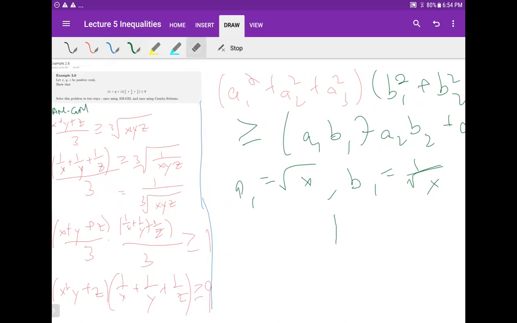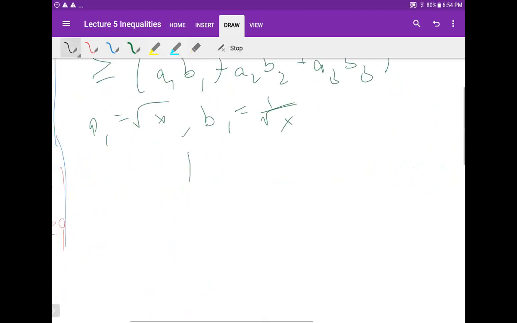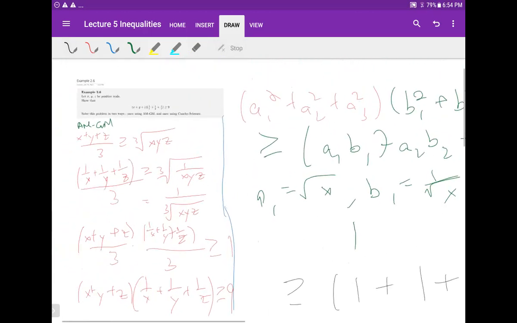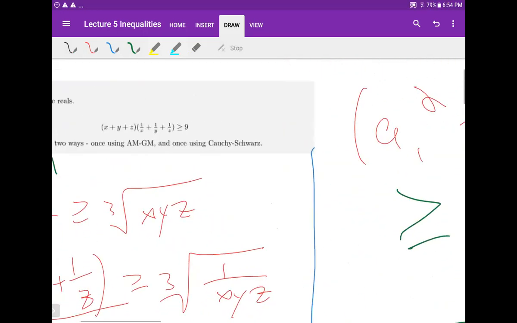Now, the right-hand side would evaluate to 1 plus 1 plus 1, because root x times 1 over root x is 1, root y times 1 over root y is 1, and root z times 1 over root z is 1. So that would be greater than or equal to 1 plus 1 plus 1 squared, which is equal to 9. And the left-hand side, as I mentioned before, would evaluate to this left-hand side here.